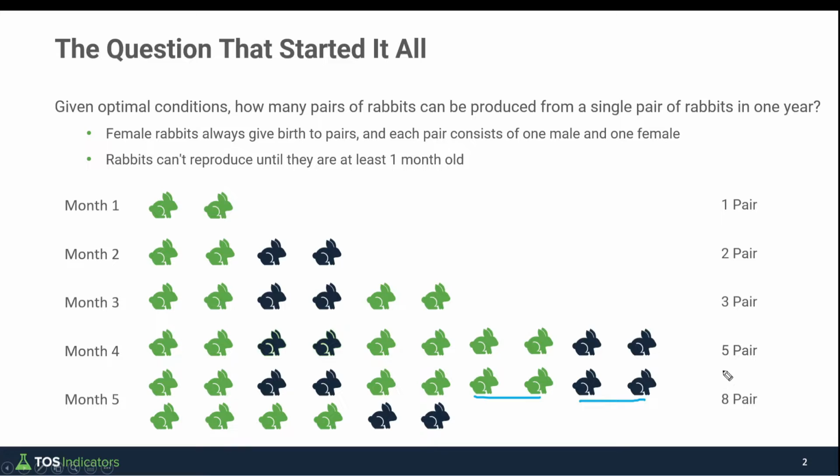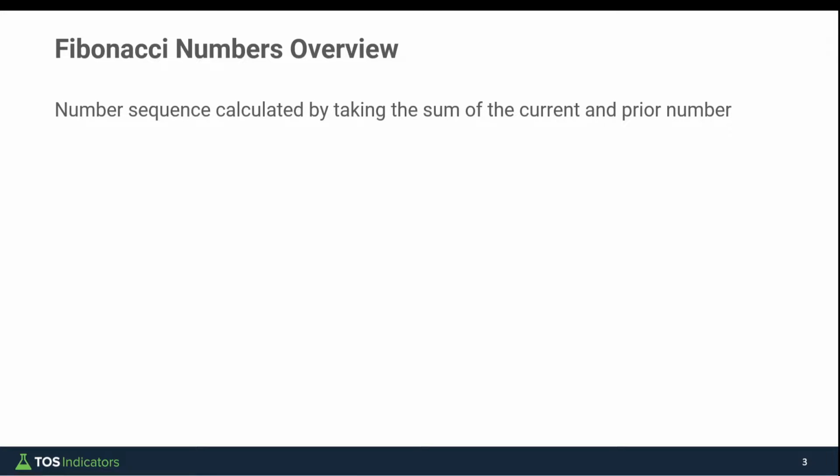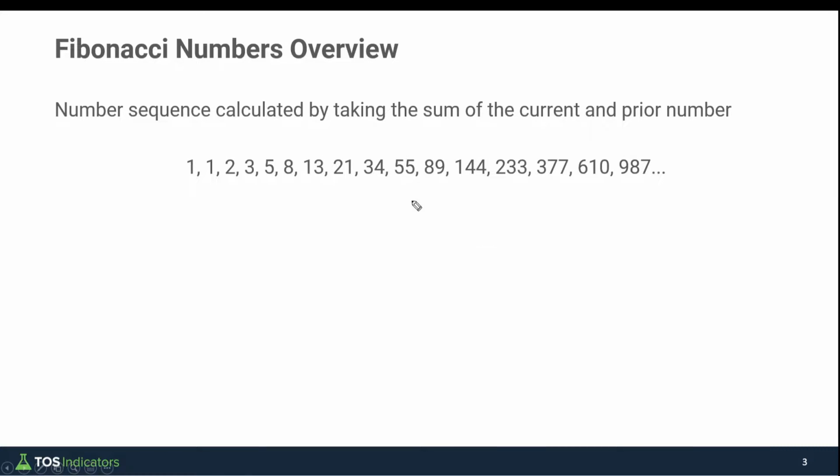And we start to see this familiar Fibonacci sequence, which most of you are familiar with by now. That number sequence is calculated by taking the sum of the current and the prior number. So for example, here's the sequence laid out. We start with 1, 1. 1 plus 1 is 2. 2 plus 1 is 3. 3 plus 2 is 5. 5 plus 3 is 8. We went up to this far with our rabbit example.